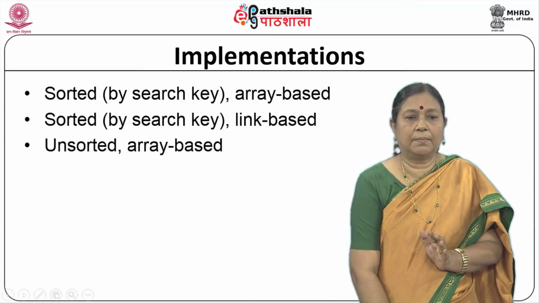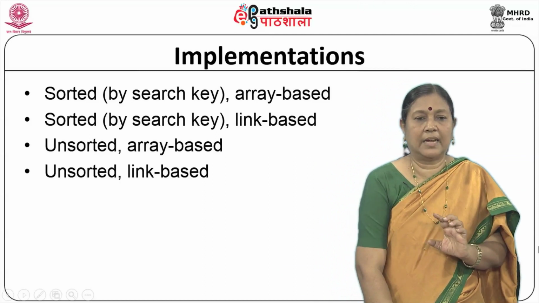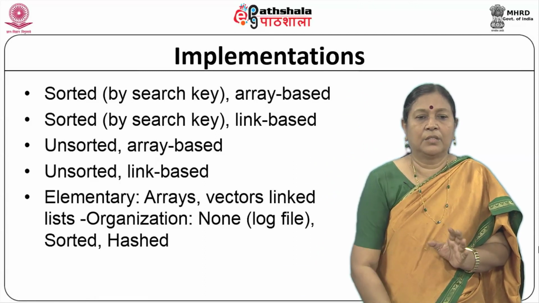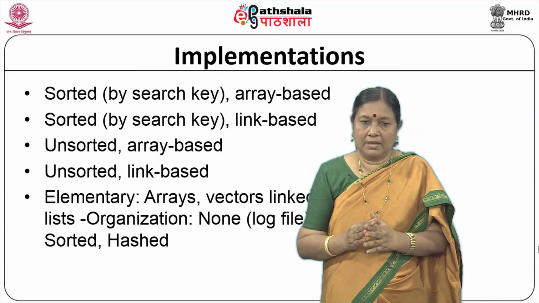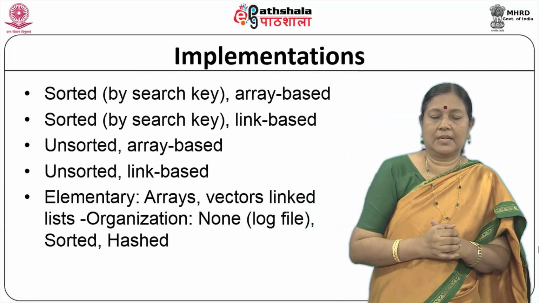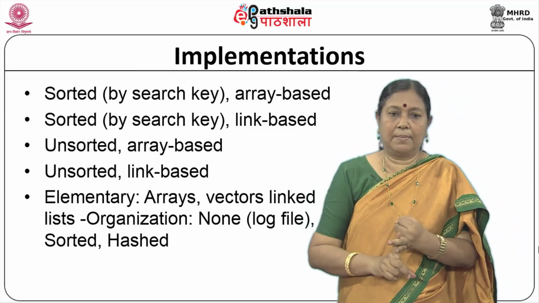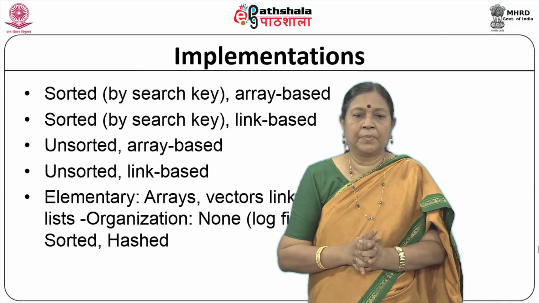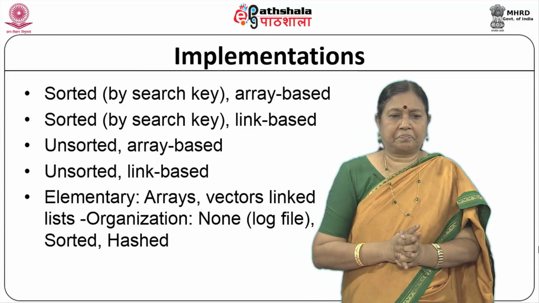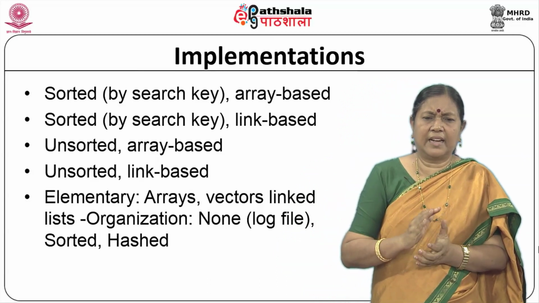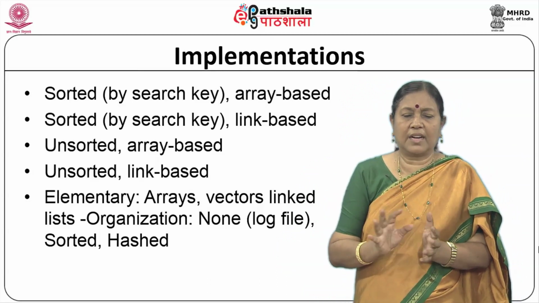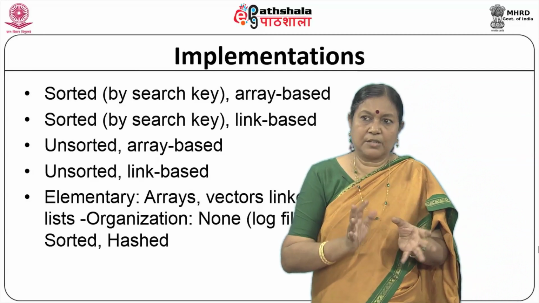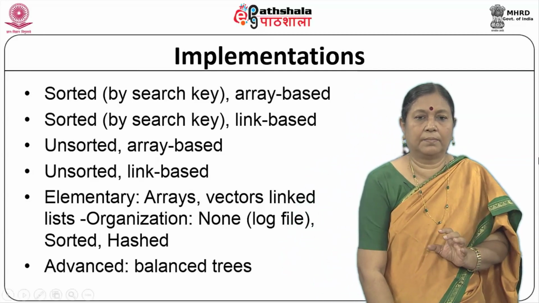Then it is unsorted and array based, and unsorted and link based. So, these are the four methods that are used for the implementations, that is you have a sorted order array based, sorted order link based, unsorted order array based and unsorted link based. So, it is the elementary thing that arrays, vectors, linked list, the organization, everything has to be sorted and hashed if it is sorted.